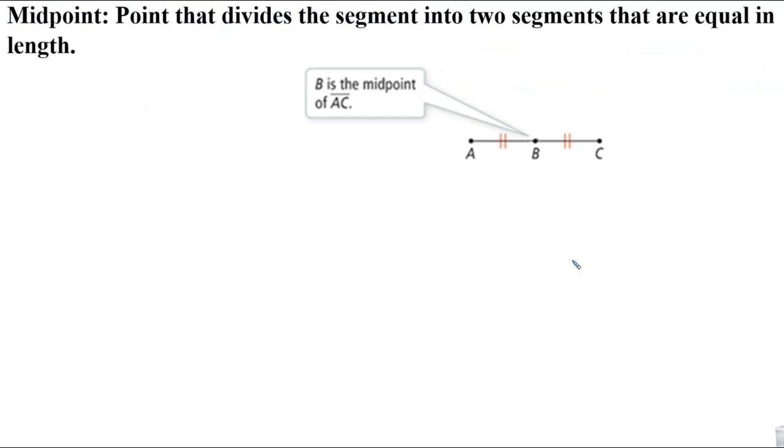Next thing we're going to talk about is the idea of a midpoint. A midpoint is just a point that divides a segment into two segments that are equal in length. In other words, two segments that are congruent. In this picture here, we have B as the midpoint of segment AC, and we're showing that to you by giving an equal number of tick marks to segments AB and BC. We're showing those two segments are congruent. Therefore, B has to be in the middle and be the midpoint.